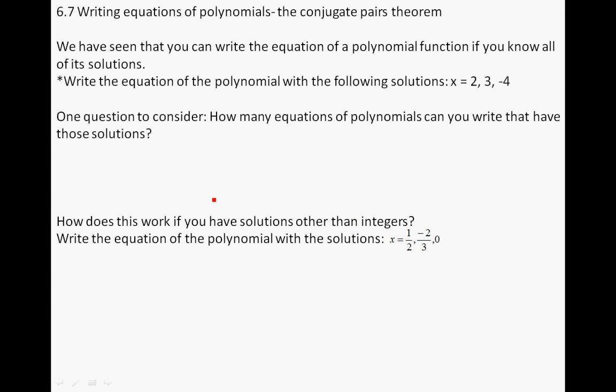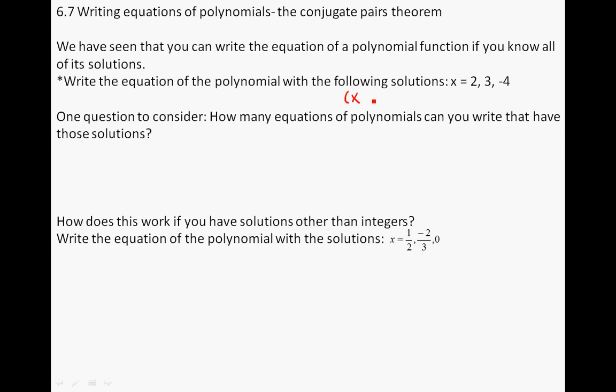So let's look at how you write equations for polynomials. We've done a little bit of this already. What I mean is this: if I told you that a polynomial has the solutions 2, 3, and negative 4, then I think most of you can do this.